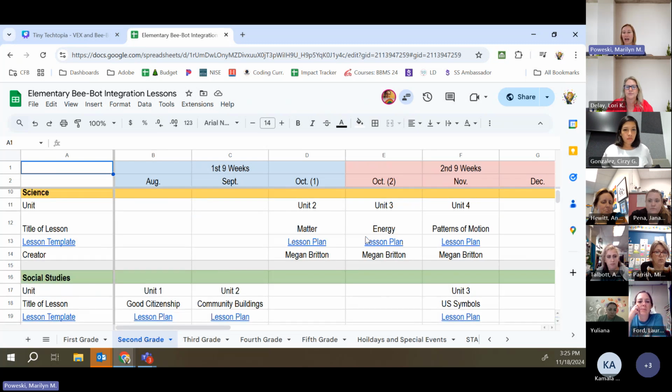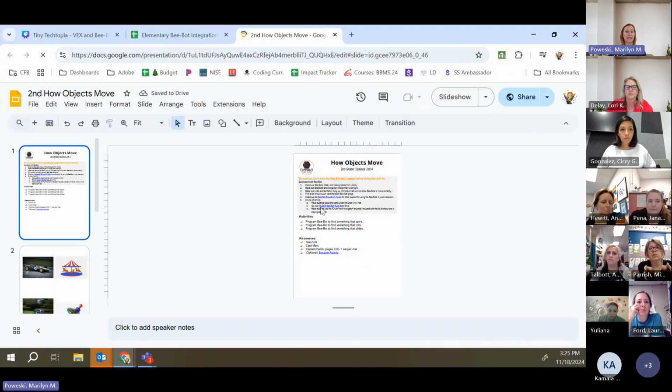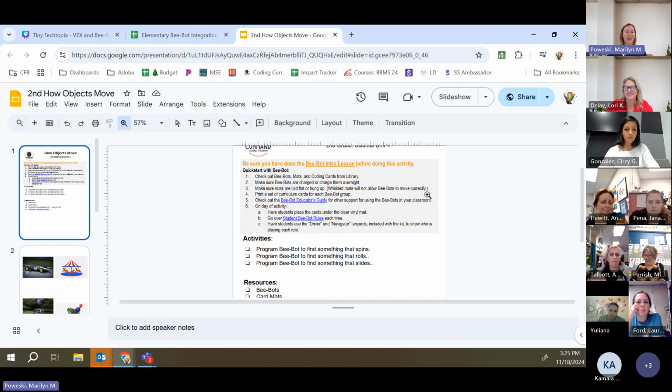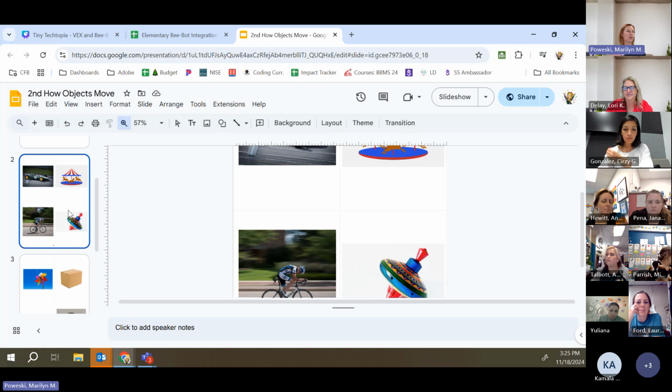Let's say that I am in Unit 4, Patterns of Motion, and I click into that lesson. You're going to see on the first page a generalized overview of how I actually use the BBots, program the BBot to find something that spins, find something that rolls. Then when I scroll down, these are the cards that actually go under the big mats that you saw earlier in the presentation.